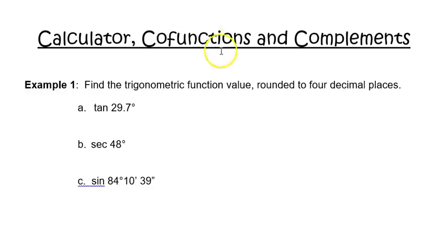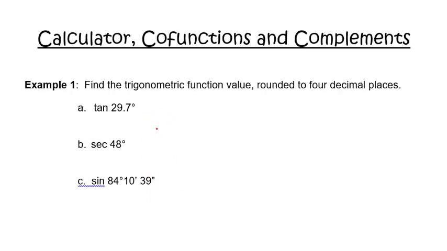This lesson is on calculator use for trig functions, cofunctions, and complements. Okay, so the first thing that we're going to do is type things into our calculator. This is the calculator part of the notes. We're going to figure out how to type some of these different things in.